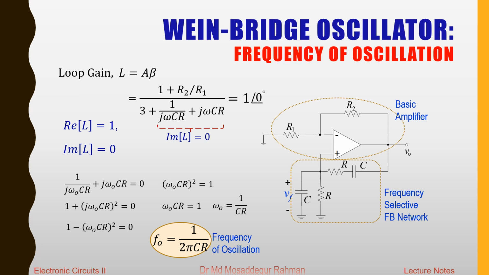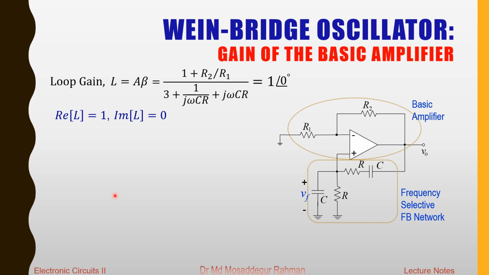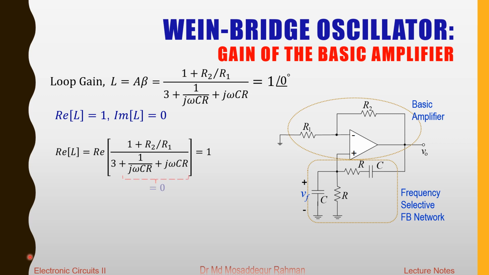So now we go back to our loop gain expression again, and we impose the other condition for the oscillation, that is, the magnitude of the loop gain should be 1. Here it is written as the real part of the loop gain should be 1, while the imaginary part should be 0. So now you have to take the real part of this expression for the loop gain. We get the real part when you remove this imaginary part, or you put 0 for the imaginary part.